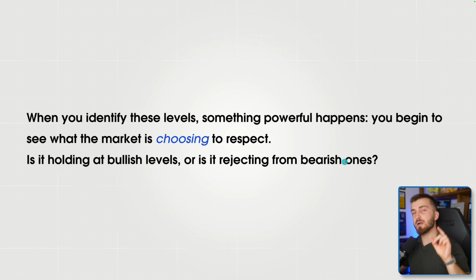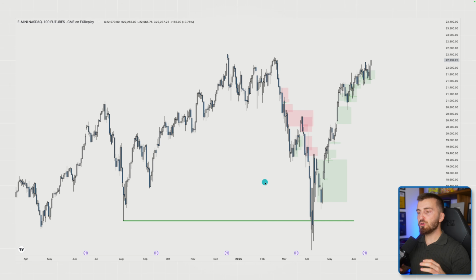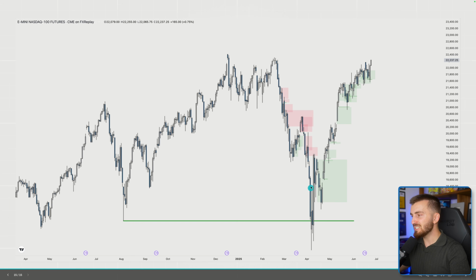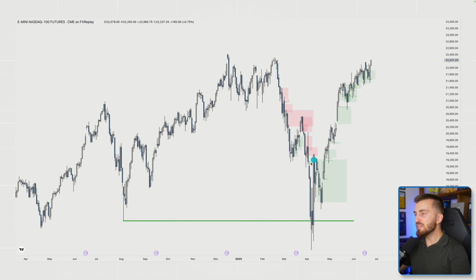You begin to see what the market is choosing to respect. Is it holding at bullish levels, or is it rejecting from bearish ones? So we've put all of these together, all of the levels that I've mentioned, and I want you to notice that once the market went to external range liquidity, we had a massive impulse to the upside, and this is what then created the bullish market structure.